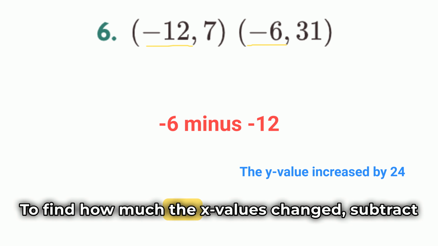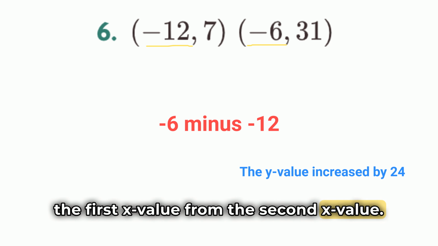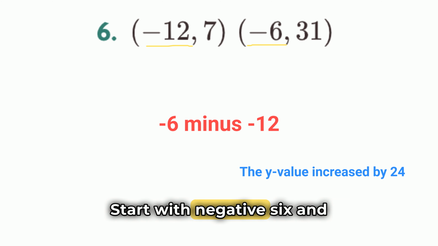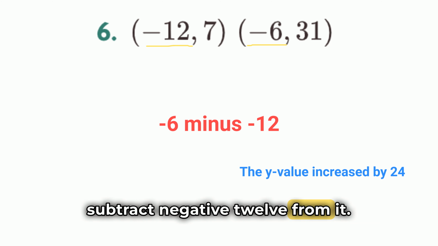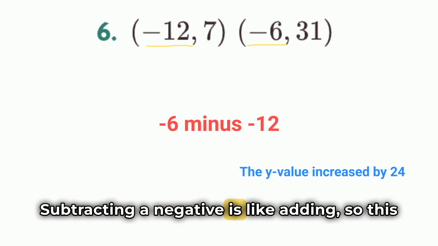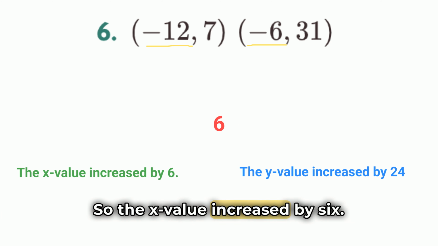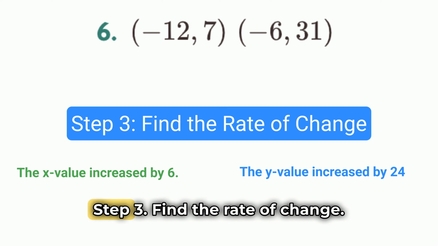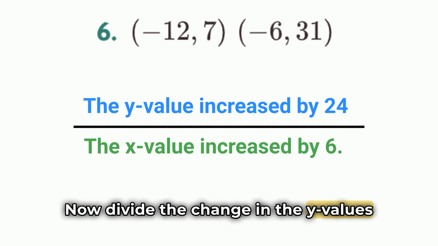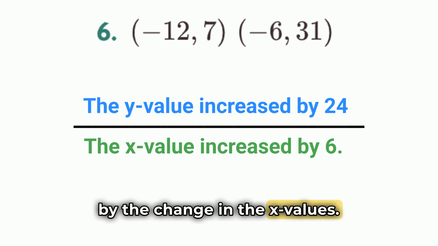To find how much the x values changed, subtract the first x value from the second x value. Start with -6 and subtract -12 from it. Subtracting a negative is like adding, so this becomes -6 plus 12, which equals 6. So the x value increased by 6. Step 3. Find the rate of change. Now divide the change in the y values by the change in the x values.